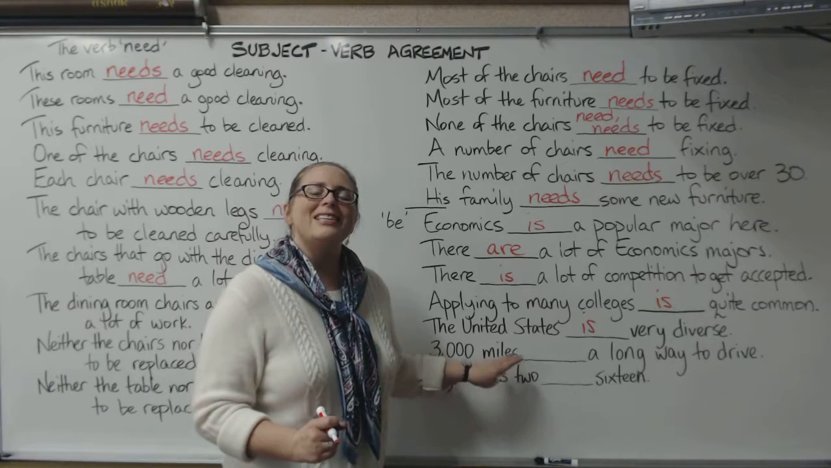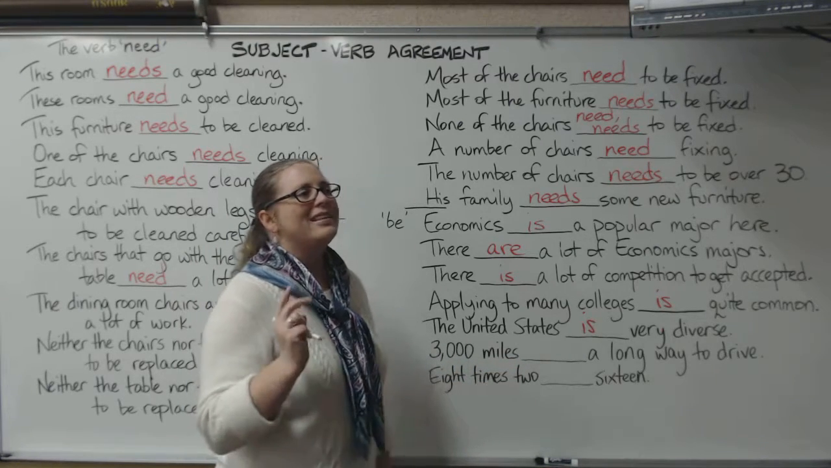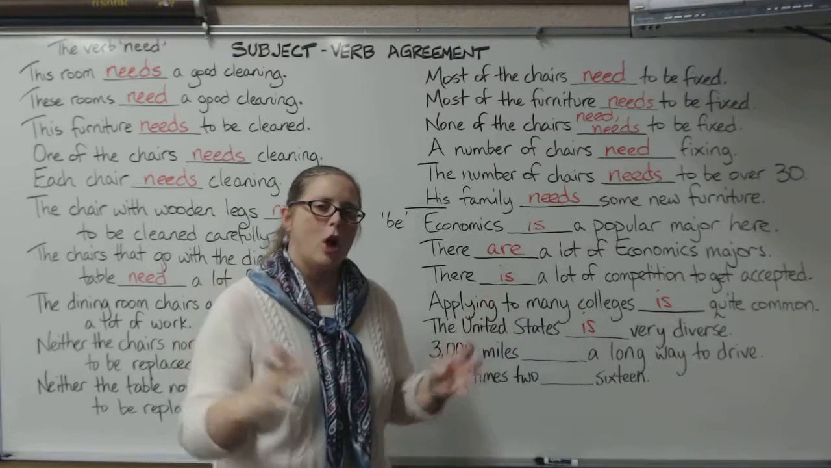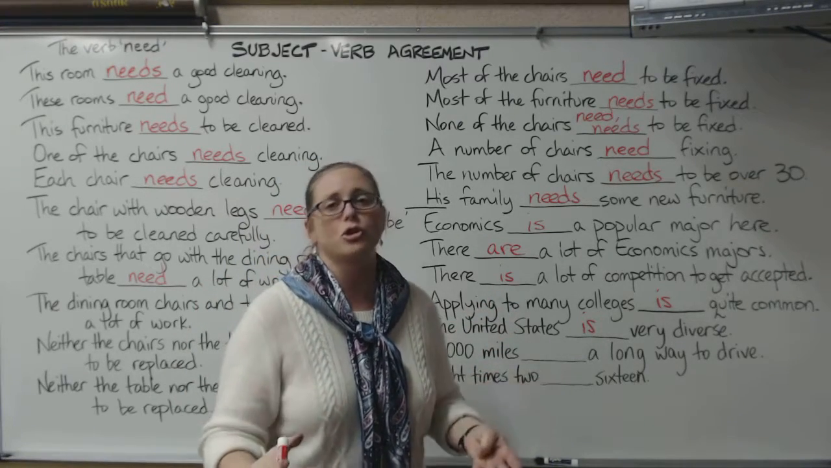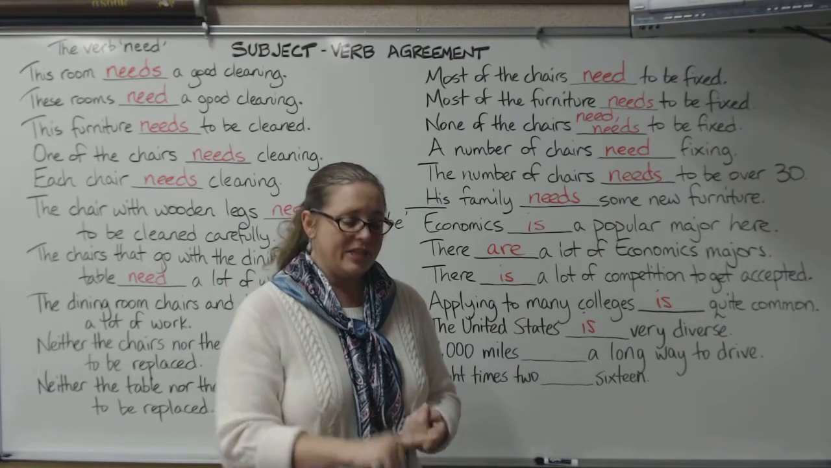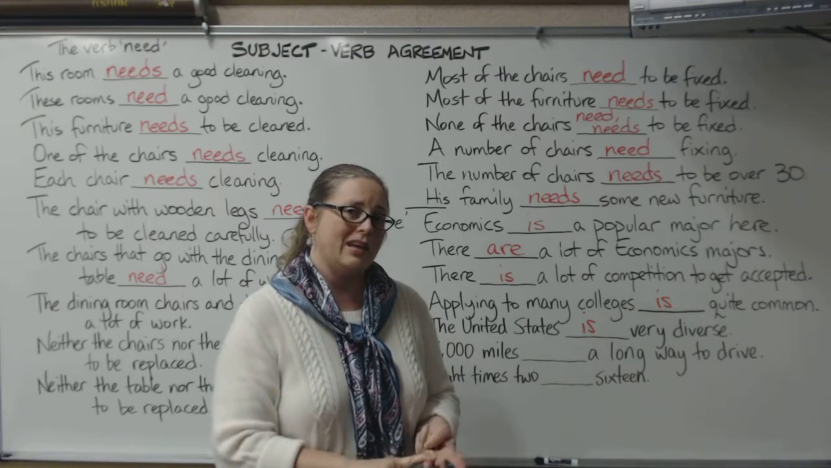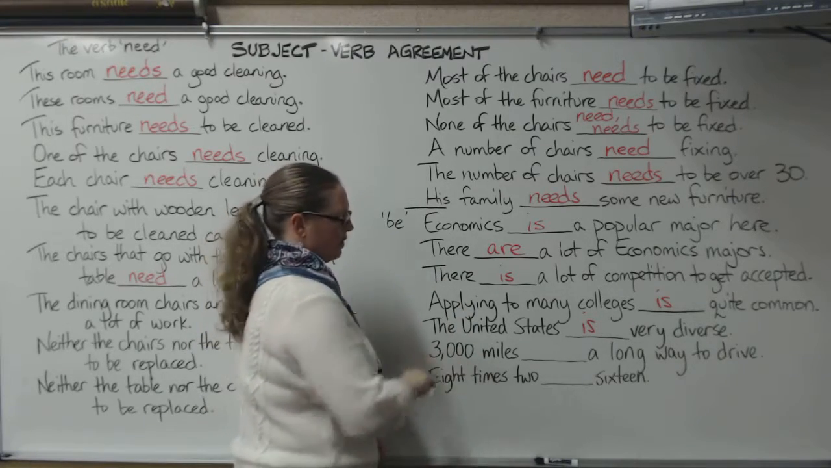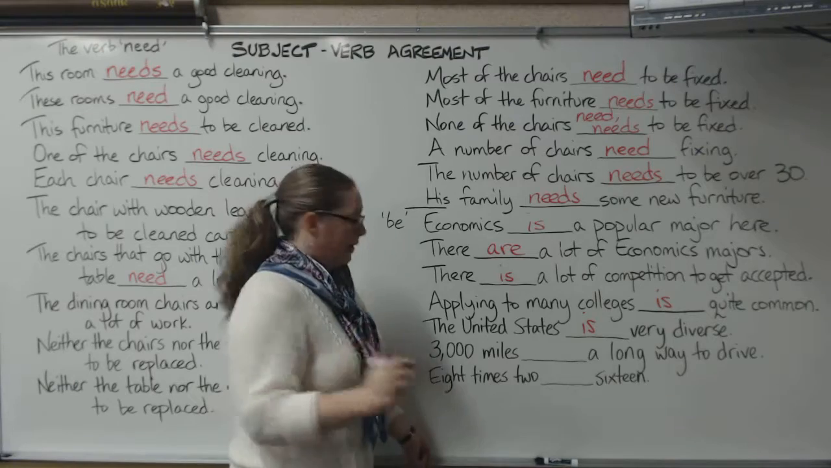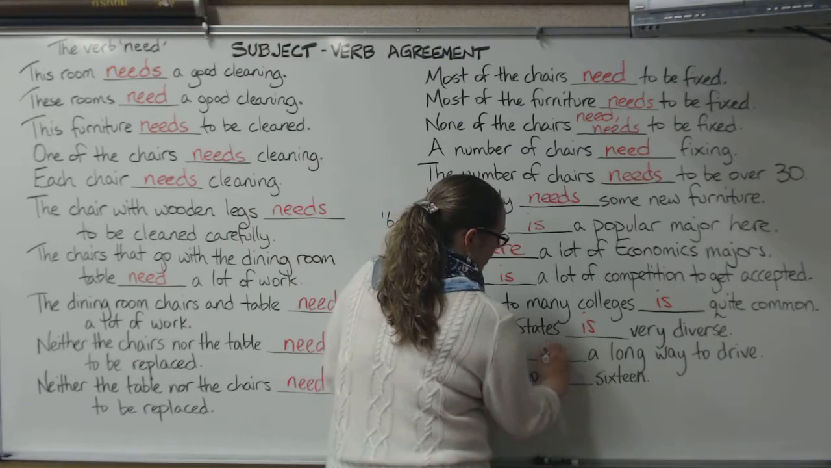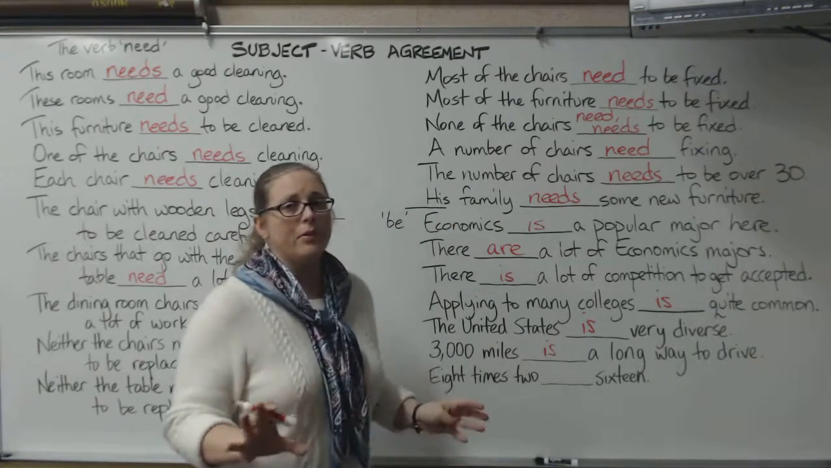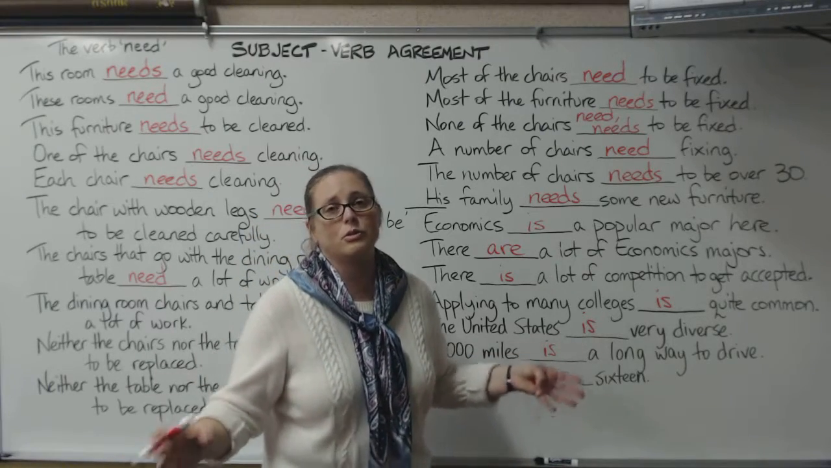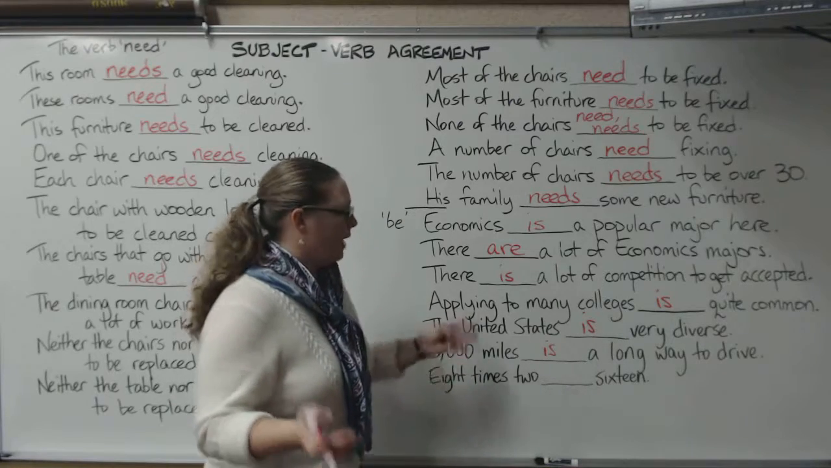Talking about distance, time, and money. When you're talking about a total sum, a measurement of distance, time, and money, you almost always use singular. Even though it's 3,000 miles, we use a singular here. You may just need to remember this one as when you talk about measurements. Measurements of time, distance, and money.